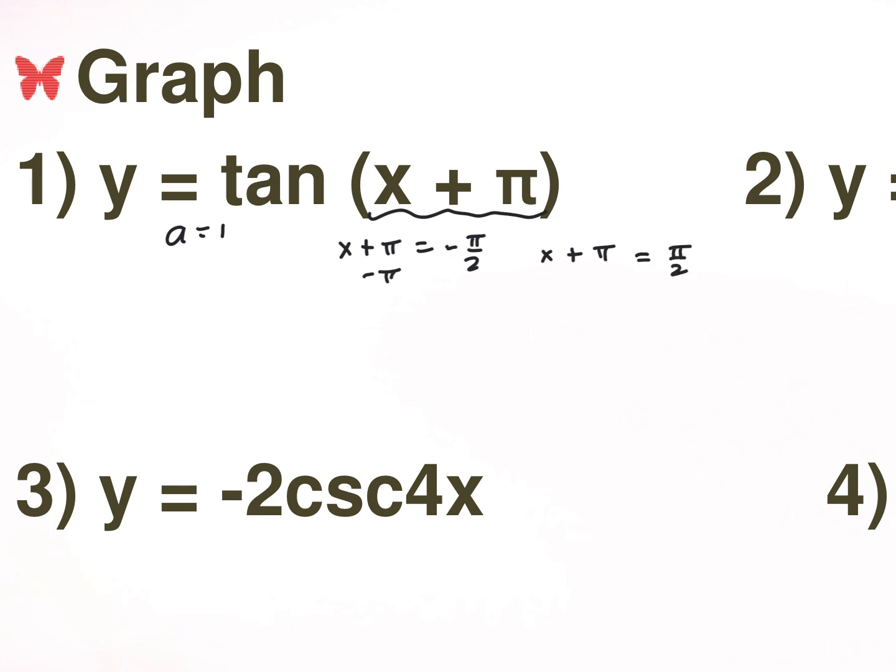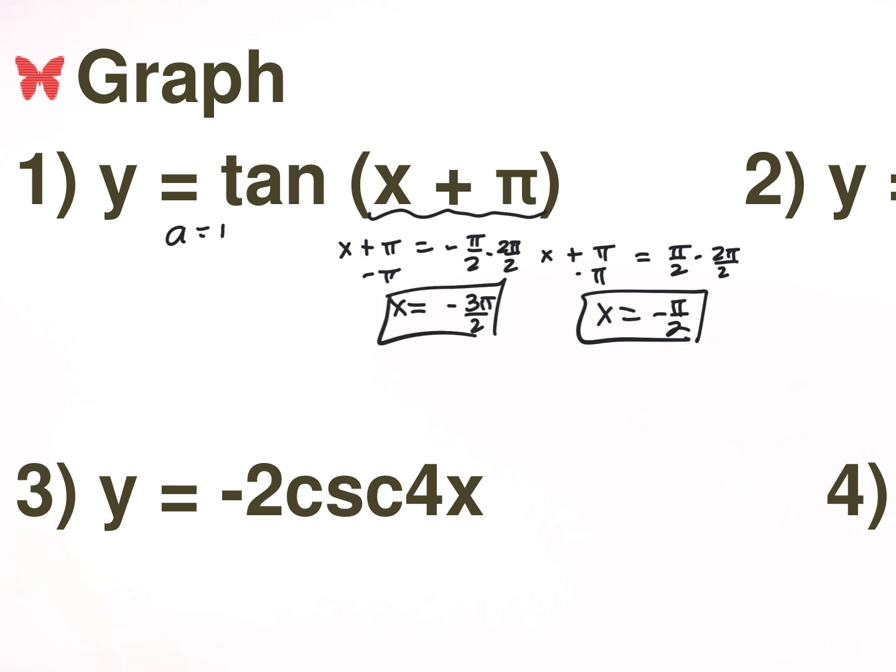So I'd subtract pi, which is 2 pi over 2, and I get x equals negative 3 pi over 2. Subtract pi, and I get x equals negative pi over 2. And then those are your middle two asymptotes. The b is 1 here, so the period is pi over b, which would be pi.